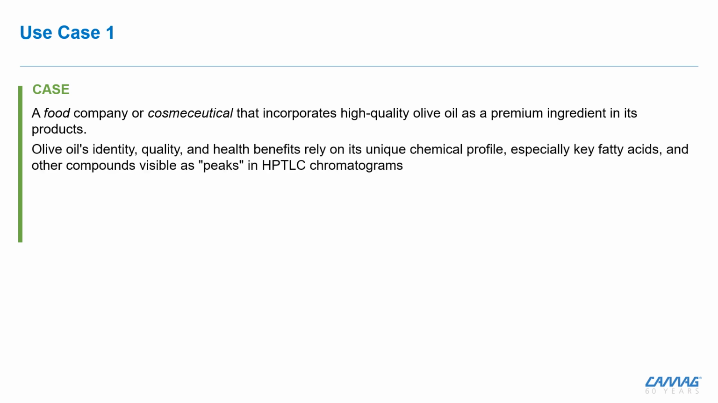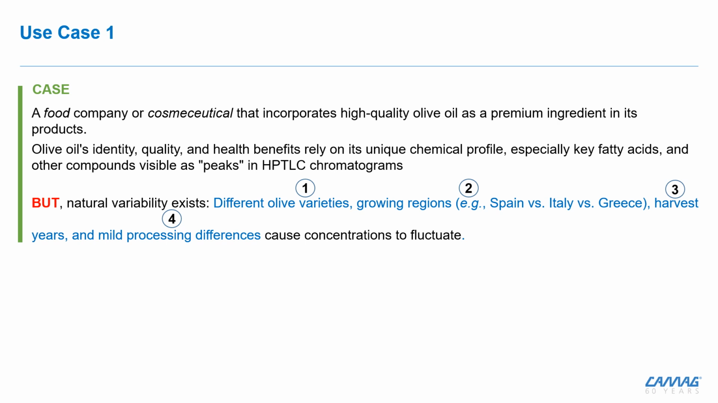The quality control manager or the lab manager mentions that olive oil's identity, quality, and health benefits rely on its unique chemical profile, especially some key chemical markers which are visible as peaks in the HPTLC profiles. However, due to the natural variability that exists because of different olive varieties, growing regions, harvest years, and mild processing differences, the concentration of these markers may fluctuate.